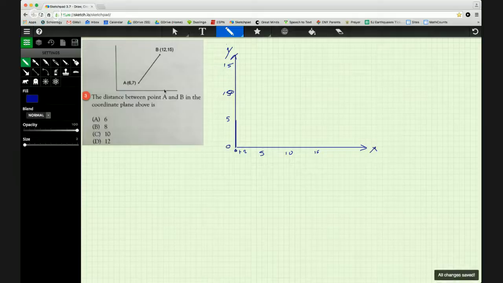Now, if you know how to do this problem, go ahead and solve it and just fast forward through this explanation. You don't have to sit here and watch me do it if you know how to do it. But I'm going to do the whole problem for you. I'm going to mark these 2 points, 6, 7 and 12, 15.